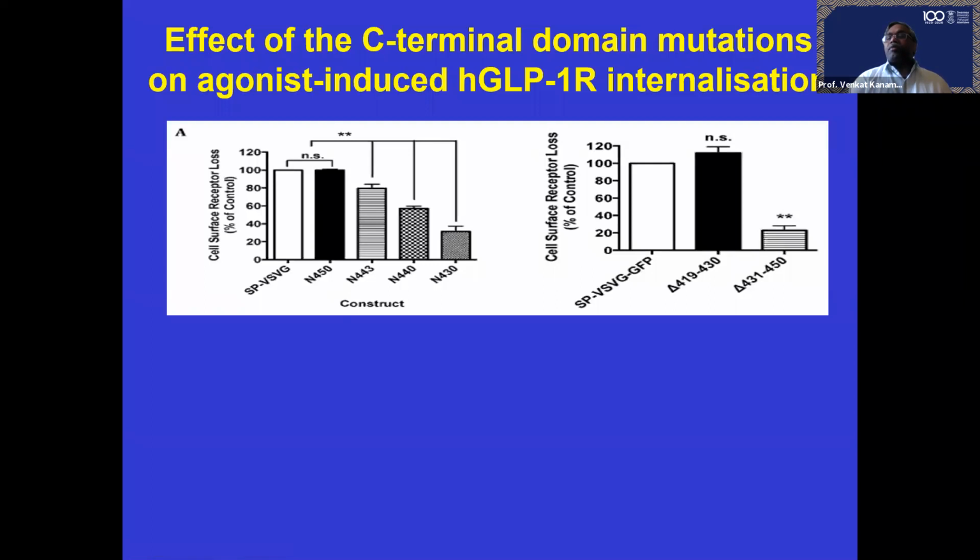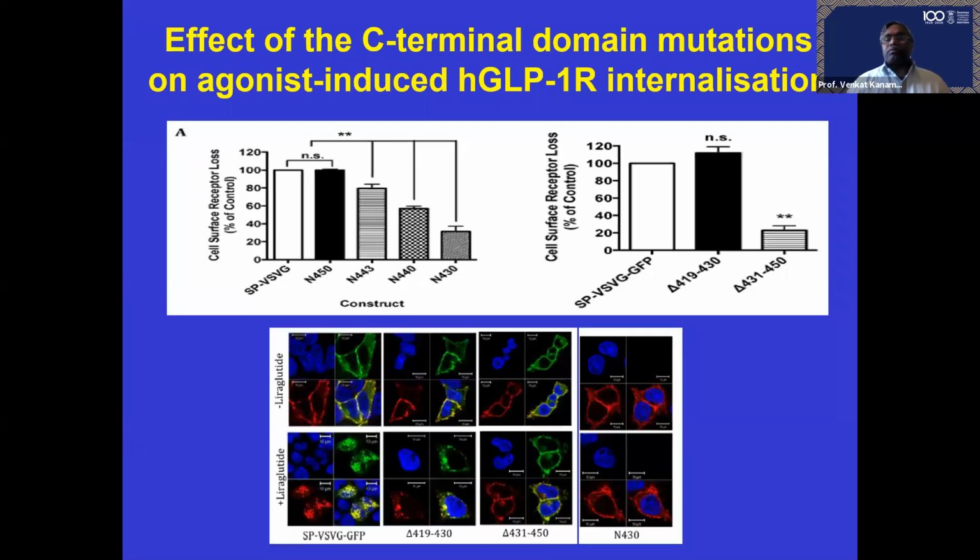When we made a series of internal deletions, we could reduce that further to show that amino acids 431 to 450 are required for receptor internalization. Again, we confirmed this by immunofluorescence. This is the unstimulated one, various mutants and wild type. These are stimulated with GLP-1 or liraglutide. The red indicates internalization, because when it gets internalized, you can see the red color in a punctate form, and that is affected by deleting the amino acids between 430 and 450.